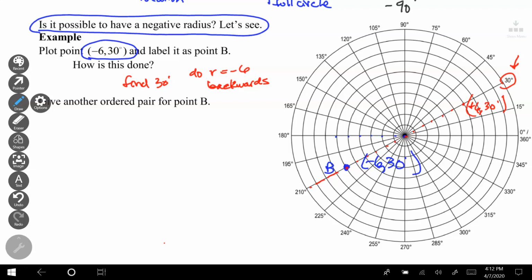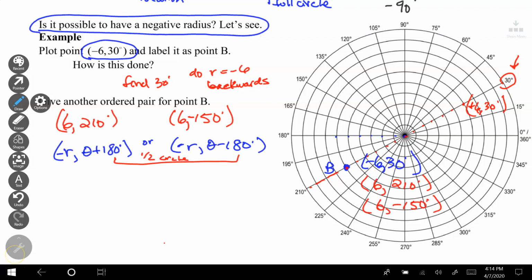So are there other ordered pairs for this point? Other ways I can name that point, negative 6, 30, is to pick the angle line that it's on. It is definitely on the 210-degree angle line, but with a positive 6 radius, or instead of positive 210, it could be negative 150 degrees. That's the same angle. So 6, 210 degrees, or 6, negative 150 degrees is the same point as negative 6, 30 degrees. So what did I do? I took my r and made it opposite, and I changed my angle by either adding or subtracting a half circle.